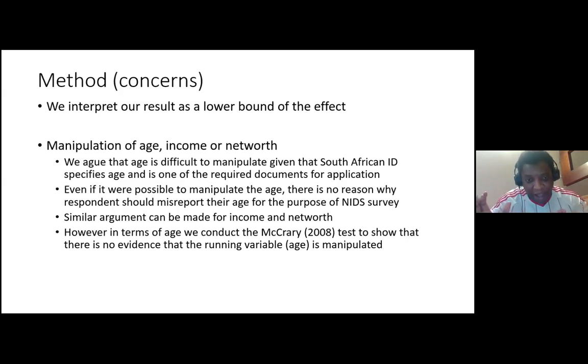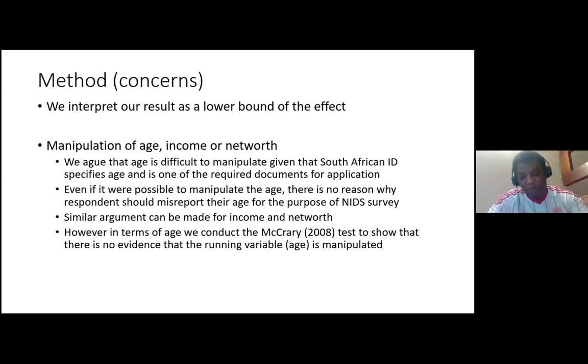And a similar argument holds for the network, because it depends on maybe the income statement that you present to SASSA that will determine whether you qualify for the grant or not. Again, even if people are misreporting their income to SASSA, they have no reason to misreport their income to NIDS. So that reduces the risk from that point of view.